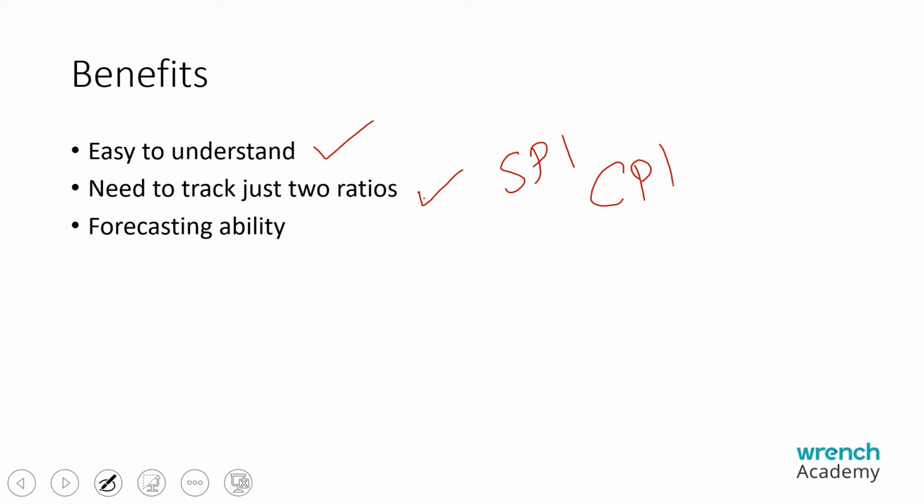By adopting earned value project management, it provides forecasting ability to project managers. That means they can become more proactive than reactive when it comes to project management. Before the problems happen, they will have the ability to forecast the upcoming problems. This can prevent a lot of mishaps in project management.